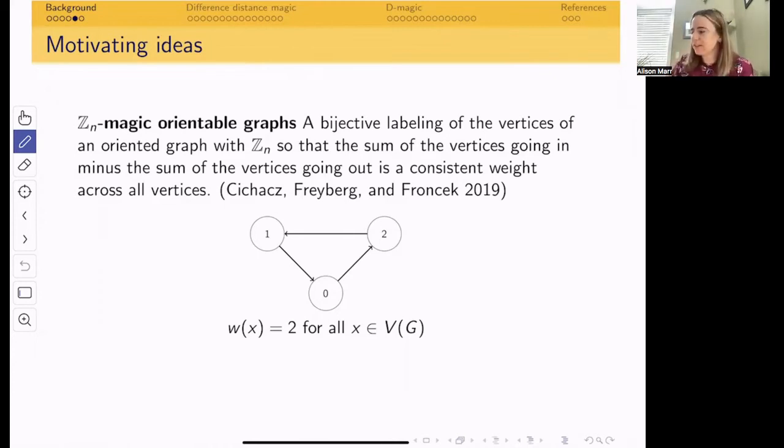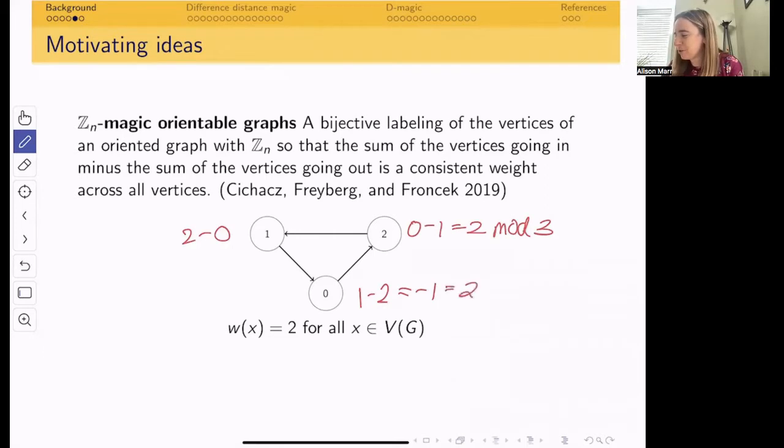If you look at this C3, this is actually a graph that is not distance magic. You cannot make this a distance magic graph, but you can look here. If we look at this vertex 2, it's got 0 coming in, it's got 1 going out. So this would be equal to 2, in our mod 3 world. And over here, same thing, 2 coming in, 0 going out. And down here, we've got 1 coming in and 2 going out. That's -1, which is 2.